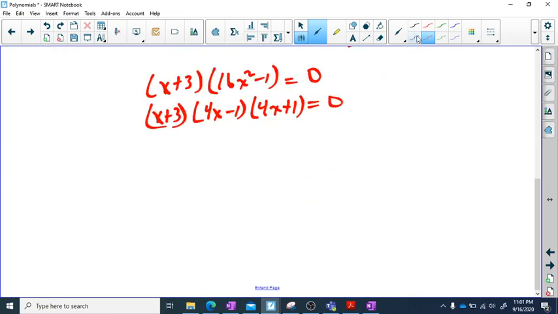Now we are at the situation I talked about in the beginning. I have 1, 2, 3 factors multiplied together, and the answer is 0. The only way to multiply things together and get an answer of 0 is if one of them is 0.